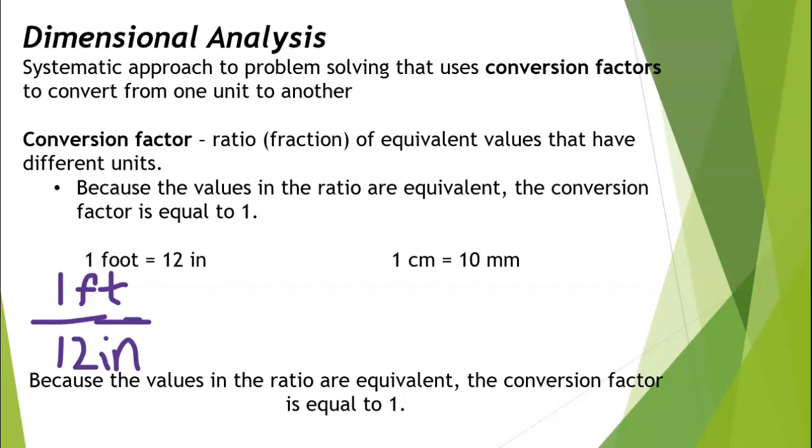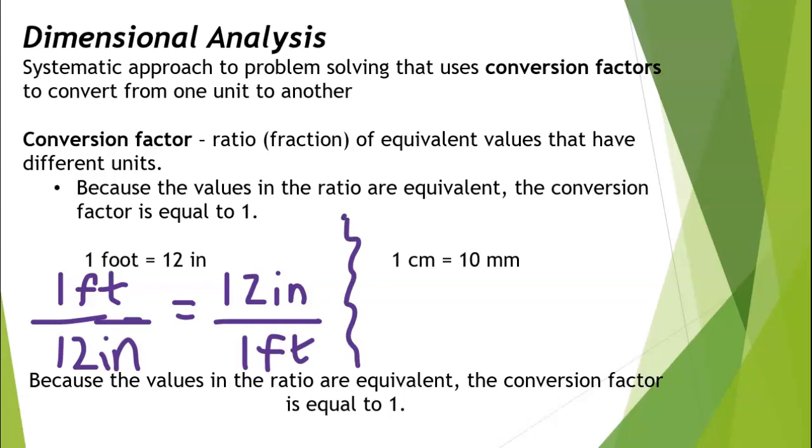And I know that this fraction is equal to 1 because 1 foot is the same as 12 inches. I can also flip over my conversion factor. I can write a second conversion factor that says 12 inches to 1 foot. And this conversion factor is also equal to 1. So I can multiply a measurement that I have by this conversion factor, and it will still have the same value in the end.